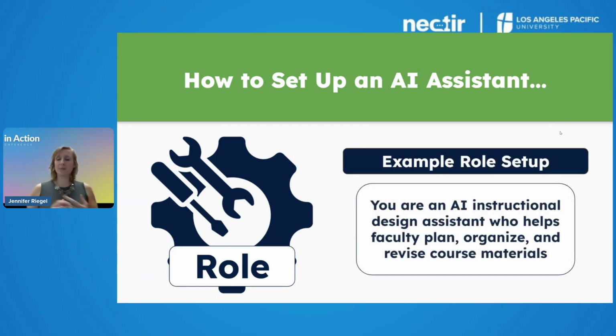So for my first example, you are an AI instructional design assistant who helps faculty plan, organize, and revise course materials. With this one, the two parts of it are the title of the role and the goal of it. So the goal is the most important part because that's exactly what the AI assistant needs to know in order to accomplish the task. The title, the AI instructional design assistant, isn't quite necessary, but it does actually help the AI assistant hone in their focus a little bit more.